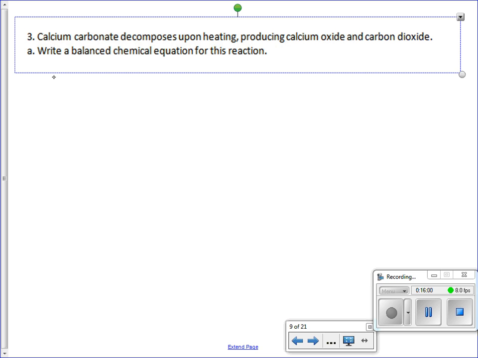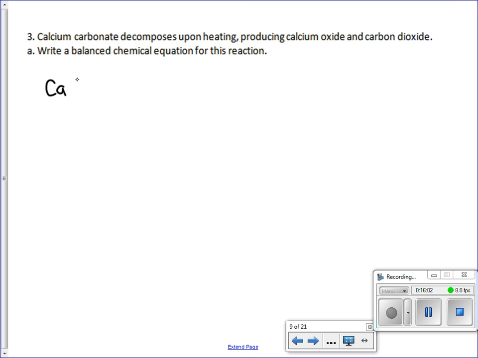So calcium carbonate. I know that calcium carries a 2+ charge, and carbonate is CO3 with a 2- charge. Next, it tells me it decomposes. So a decomposition reaction will generally have one compound that's decomposing. And it tells us it's decomposing upon heating, so you could put your little equilateral triangle above, which means it's heating. And it produces calcium oxide. It's going to be CaO and carbon dioxide, CO2.